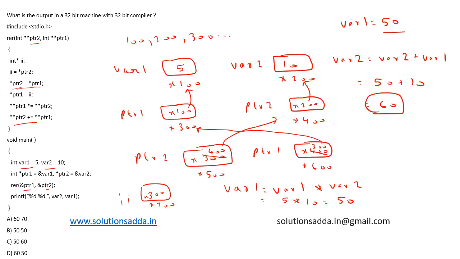And the return values here are var2 followed by var1. Var2 is 60 and var1 is 50. So option D is the correct answer. Option D is equal to 60, 50. This is the correct answer.